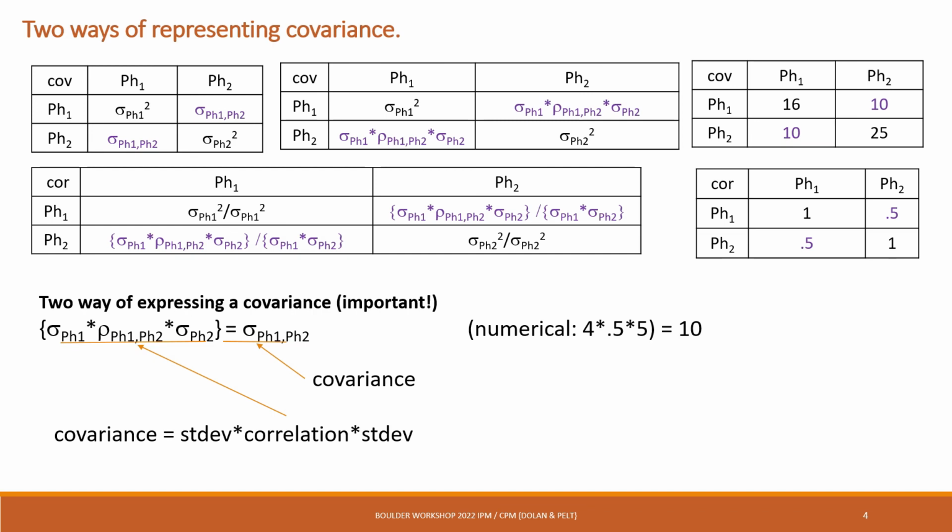And how do we calculate that correlation? Well, you can see that if you look at the second row matrix on the left. That's just an aside. The important result is shown at the bottom. The covariance is either represented as sigma pH1, pH2, or standard deviation of phenotype 1 times the correlation times the standard deviation of phenotype 2.